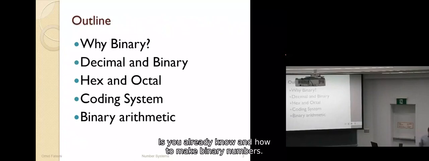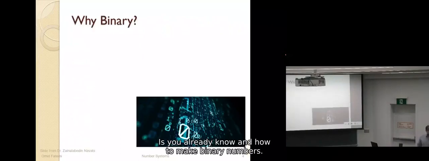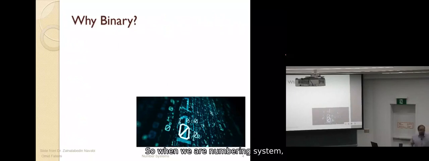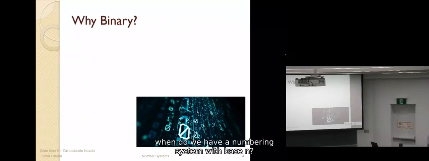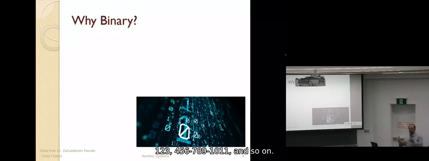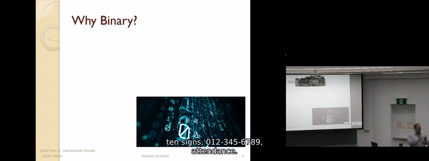So why do we use binary? I guess you already know, and how to make binary numbers. So binary is the numbers in base 2. When we have a numbering system with base n, it means that for counting we have n signs. For example, in decimal, which we are using every day in our world, 1, 2, 3, 4, 5, 6, 7, 8, 9, 10, 11, and so on, we are using 10 digits, 10 signs. 0, 1, 2, 3, 4, 5, 6, 7, 8, 9, 10 digits.